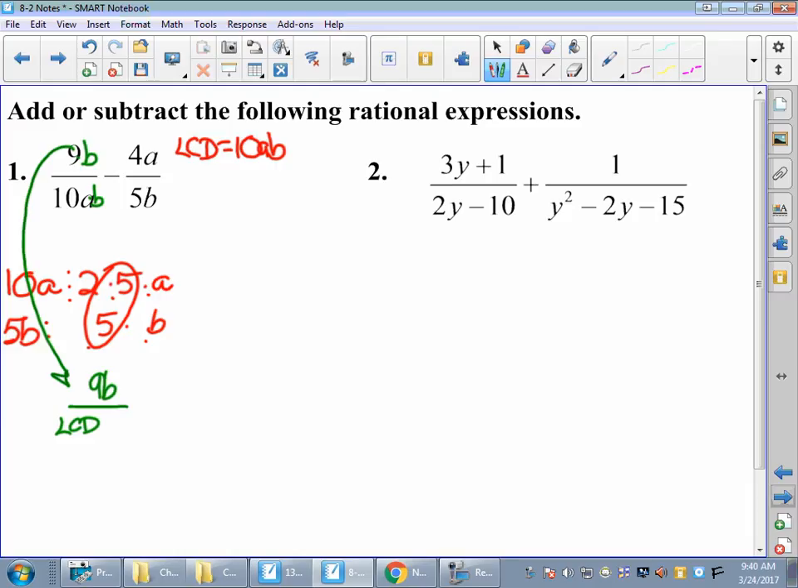5b, in order to make 5b turn into 10ab, I need a 2 to make the 5 times 2, 10, and I need an a. So I'm going to multiply both top and bottom by 2a. And so what that becomes, 4 times 2 is 8. A times a is a squared over least common denominator. It was subtraction, so we're still subtracting.